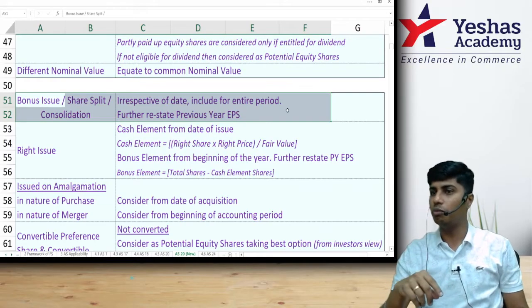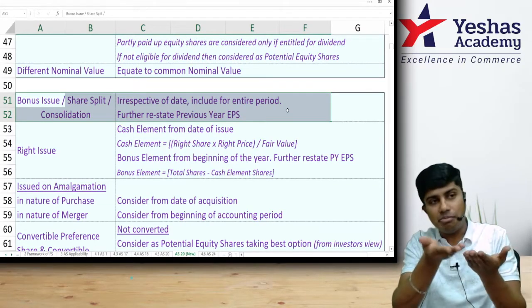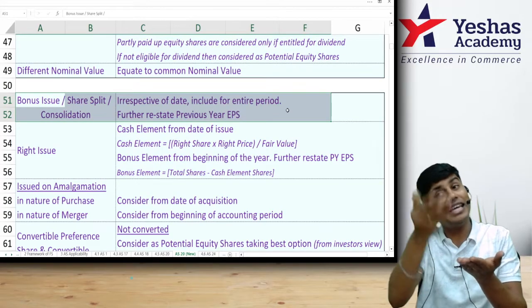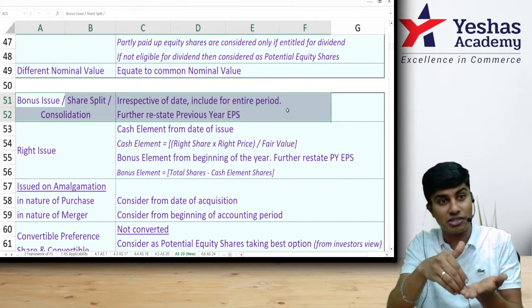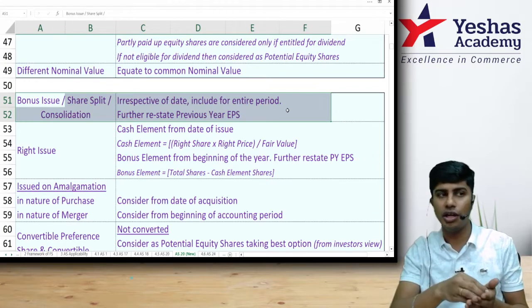Further, also remember one more point. This is done because we don't receive any consideration. That money which we issued as bonus shares is there in the balance sheet in the form of reserves and available to us for utilization throughout the year. So we'll take the full year.